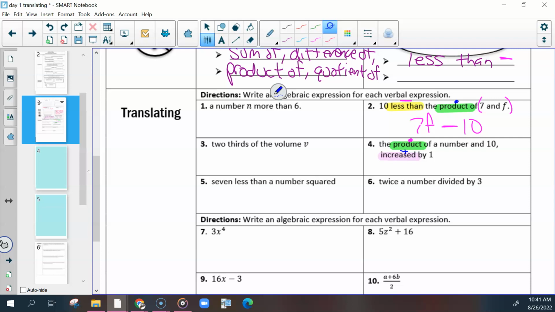All right, let's see if we can finish this. The product of a number and 10. A number and 10 are going to be multiplied together. Someone tell me, how would we write that part? An x. If you want to use a different variable, go for it. And then increased by 1. How would we write that part?